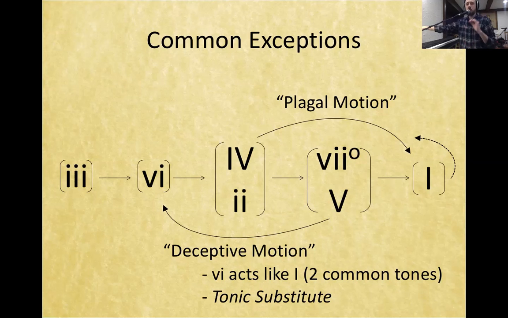Okay, so we've done Deceptive Motion, which is 5 to 6, and we've done Plagal Motion, which is 4 to 1. And in both of these cases, it was really important that the arrows were written where they are. So 5 to 6 is only this dominant chord. It's only 5 to 6. And Plagal Motion is only this predominant chord, 4 to 1. 4 moves to 1 much more openly than 2 would move to 1.